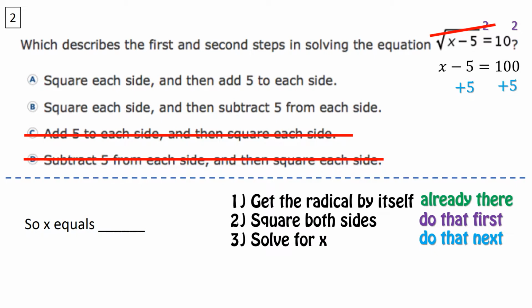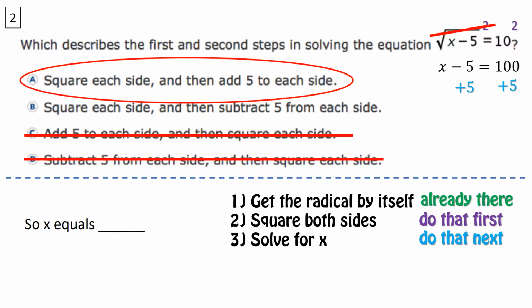So coming back and looking at these, which one tells me to square each side first, then add 5 to each side? Well, that's going to be A. So we've got the multiple choice part taken care of. Let's just finish solving this.